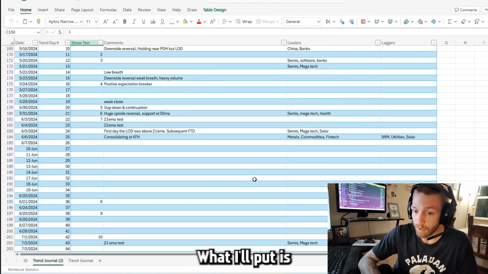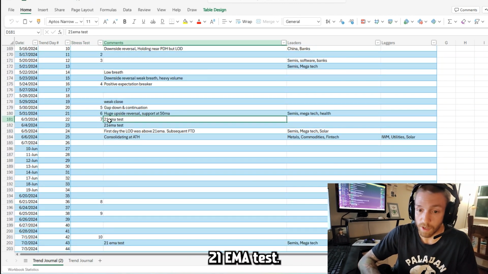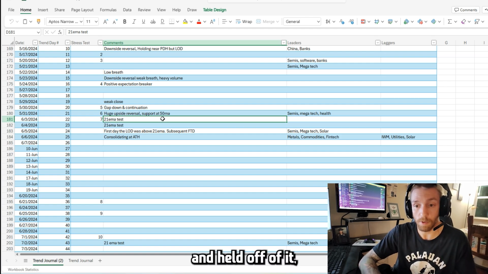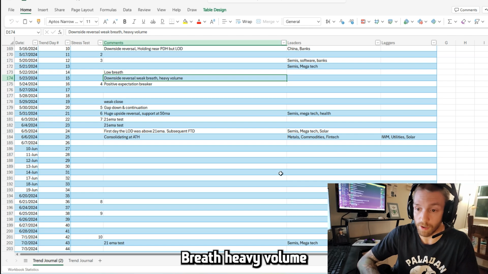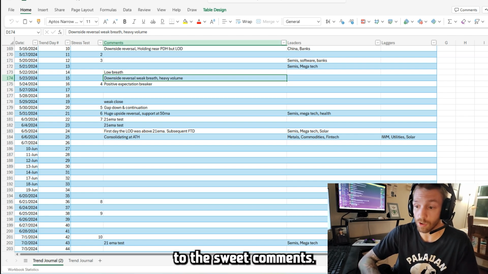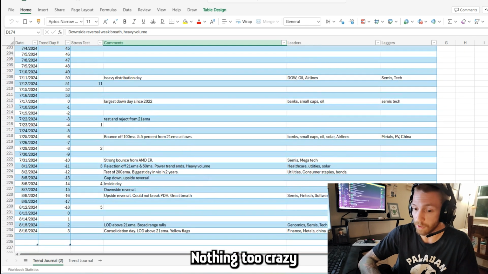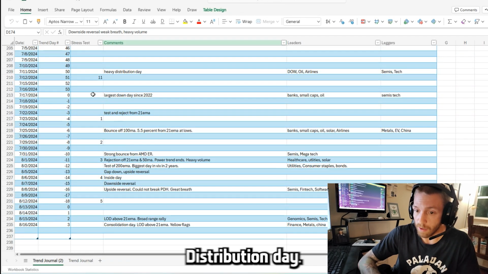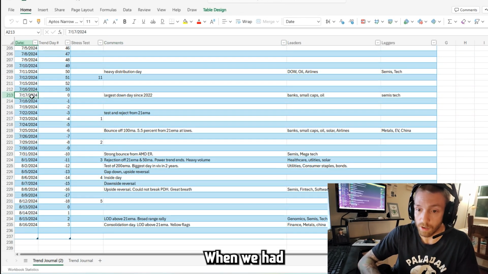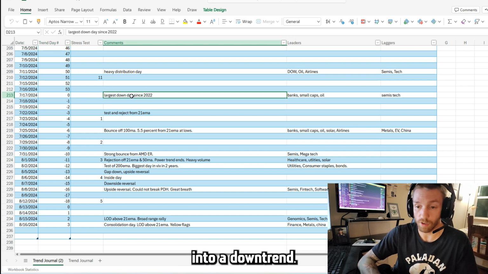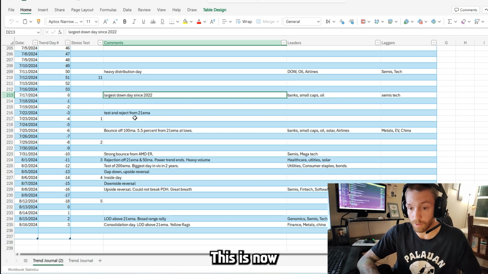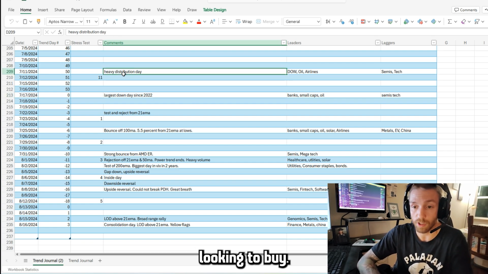In the comments, what I'll put is 21 EMA test. That's what this one was. So if we came, touched the 21 EMA and held off of it, that was a test. Downside reversal, weak breadth, heavy volume. Very short and sweet comments, nothing too crazy. Heavy distribution day. When we had the September 17th, we called the market into a downtrend. We said largest down day since 2022. We are now done. This is now a downtrend. We're not looking to buy.